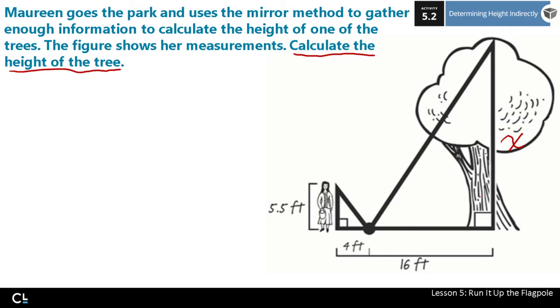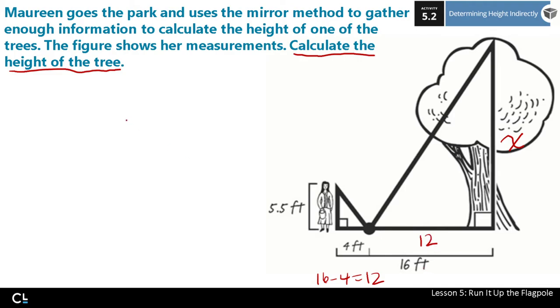So now we need two pieces of information for each triangle. On my left triangle, our height is 5.5. Down here we have 4, as we see by these markers. But we don't know what this chunk is here because the whole chunk is 16. We have to do some scratch work. I'm going to say 16 minus 4. That's going to give me 12. So this chunk here is 12.